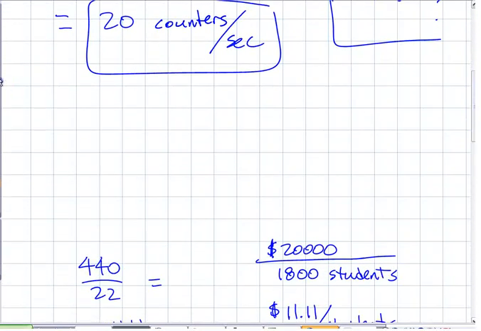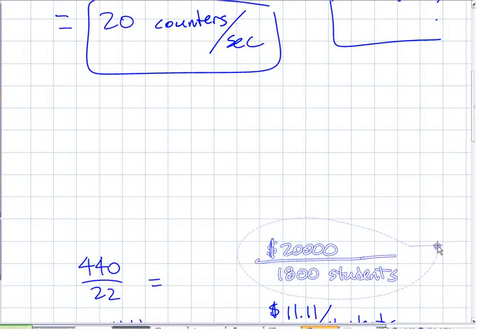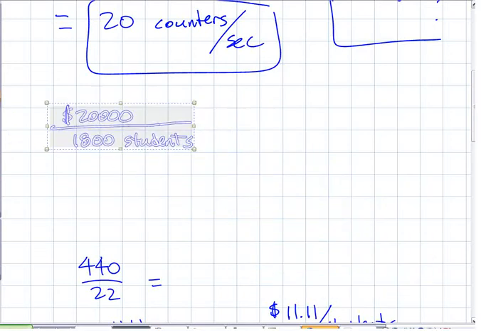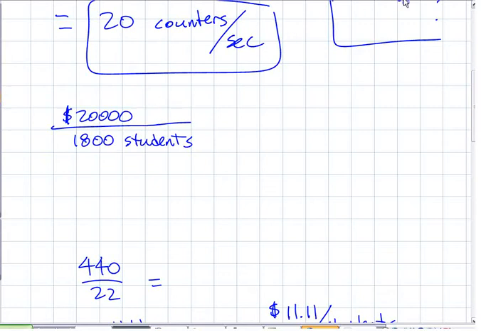Now let's do the one that they brought up, which was $20,000 for 1,800 students. $20,000. That's okay. If we have those grade 10s. All right, we're done with the interruptions now. If you have $20,000 and 1,800 students in our school, and this is our target for the Terry Fox run, if we divide that, you said that it was $11.11 per student.